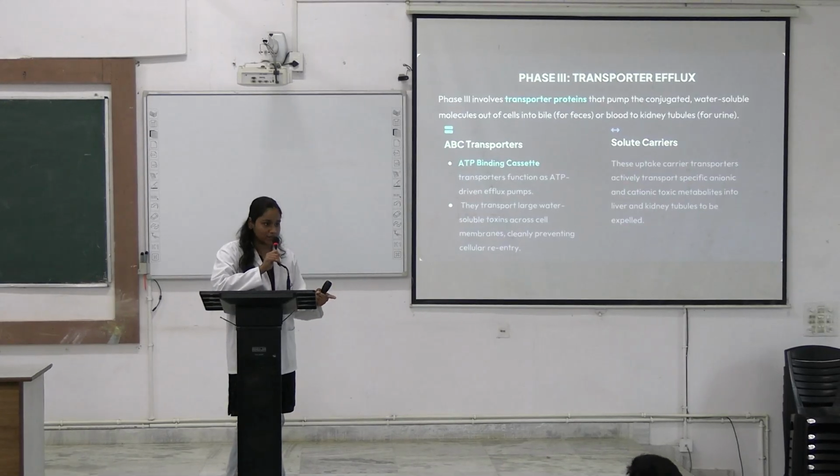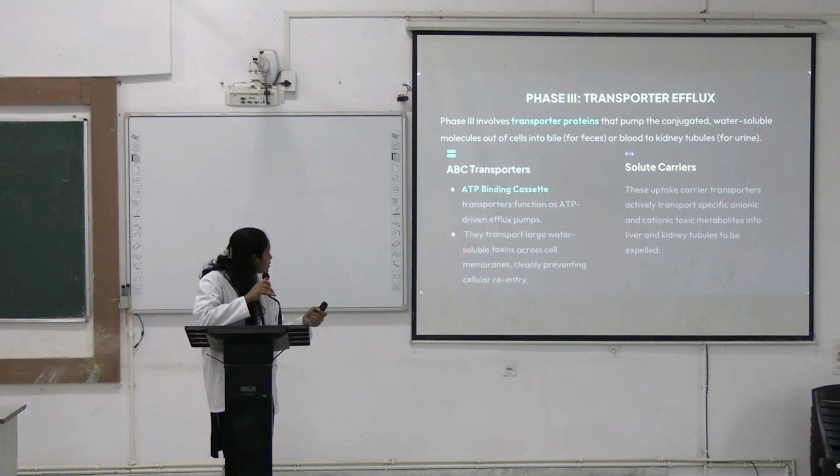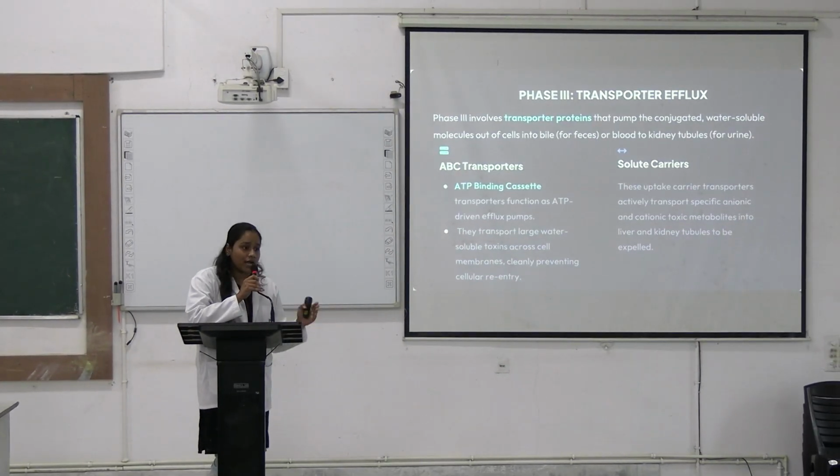ABC transporters. ATP binding cassette transporters function as ATP-driven efflux pumps. They transport large water-soluble molecules across the cell membrane, cleanly preventing cellular re-entry. Solute transporters. These uptake carrier transporters actively transport specific cation and anion toxic metabolites into liver and kidney tubules to be expelled out.